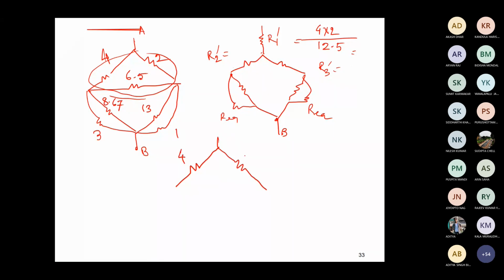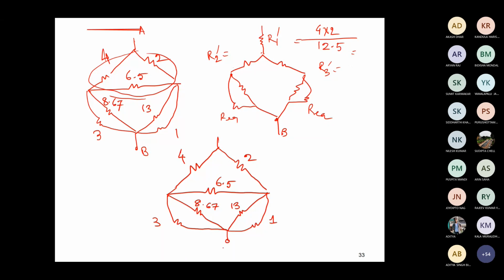This is 4, this is 2, this is 6.5, and 8.67, 13. This part is okay, right? 13 and 1 are in parallel, 8.67 and 3 are in parallel. Then within this C and D, these 2 points, we want to convert this delta. So we want to convert the delta ACD in terms of star.